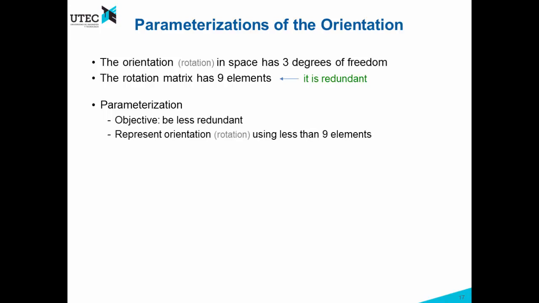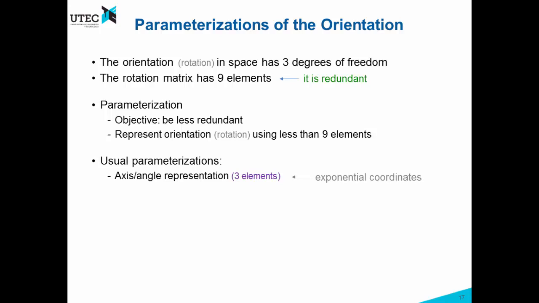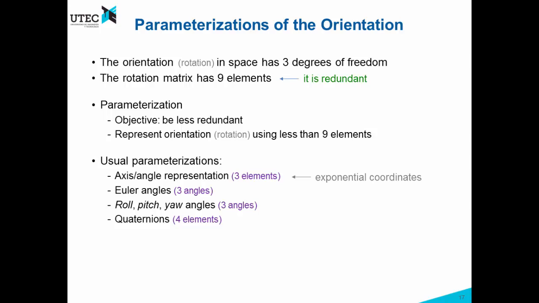to represent rotation or orientation. Usual parameterizations are the axis angle representation, which uses 3 elements and is equivalent to exponential coordinates. We also have Euler angles, which also use 3 elements, Roll-Pitch-Yaw angles, which use 3 elements, and quaternions, which use 4 elements. Now, quaternions are sometimes also called Euler parameters.